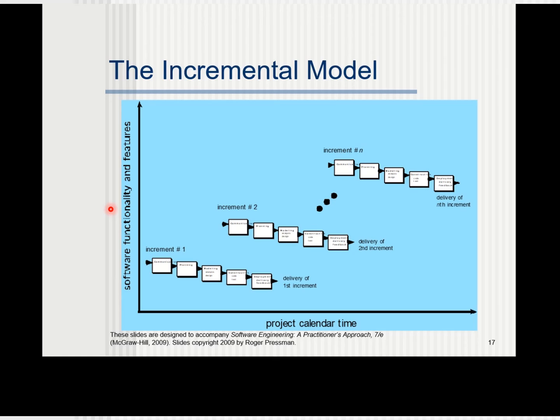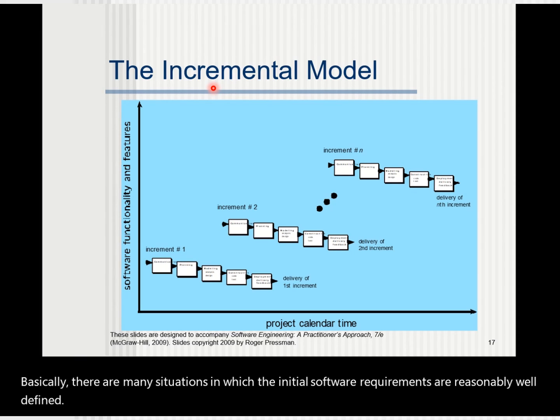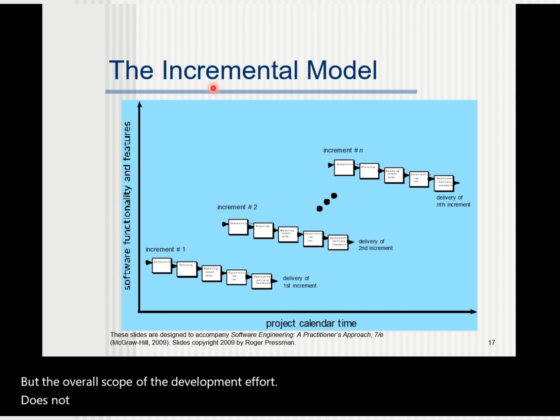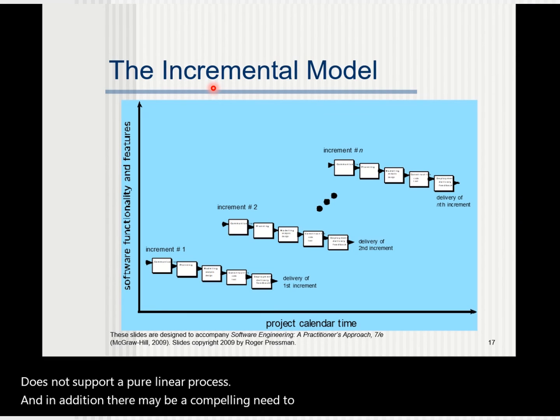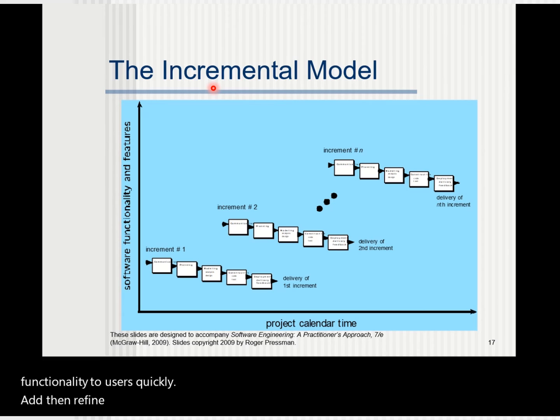Now the third model is the incremental model. Basically, there are many situations in which the initial software requirements are reasonably well defined, but the overall scope of the development effort does not support a pure linear process. And in addition, there may be a compelling need to provide a limited set of software functionality to users quickly, and then refine and expand on that functionality in later software releases.